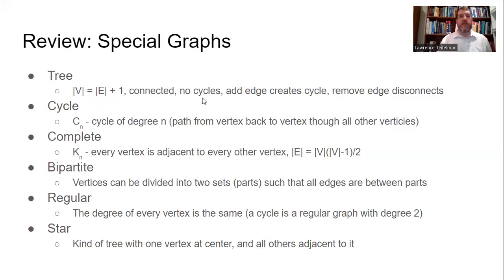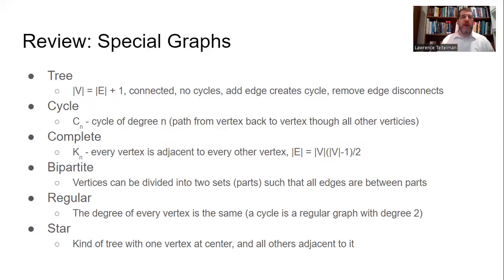Okay, a cycle's not a loop. A cycle is going from A to B to C and back to A, right? That's a cycle. If we add an edge to a tree, we create a cycle. And if we remove any edge from a tree, then we disconnect that graph. A cycle graph, denoted by C_n, means the entire graph is one big circle. I go from A to B to C to D to E to F and back to A. That's called a cycle graph.